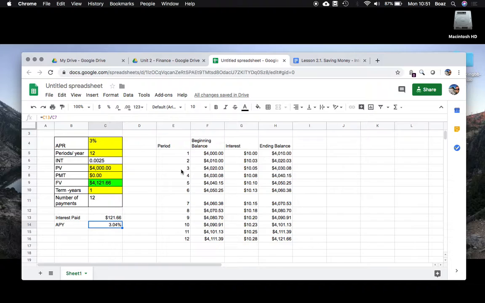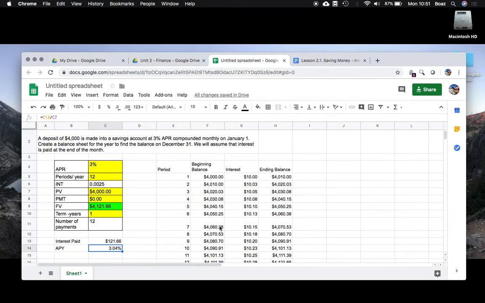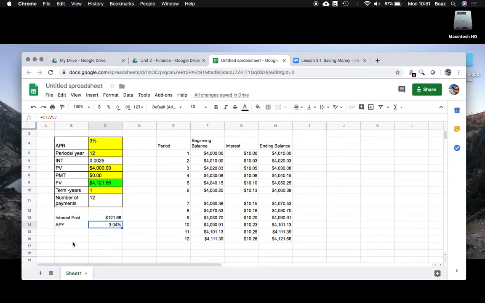3.04%. And so your assignment then that we're going to see for tomorrow is to build in the rest of the spreadsheets and a couple other scenarios.